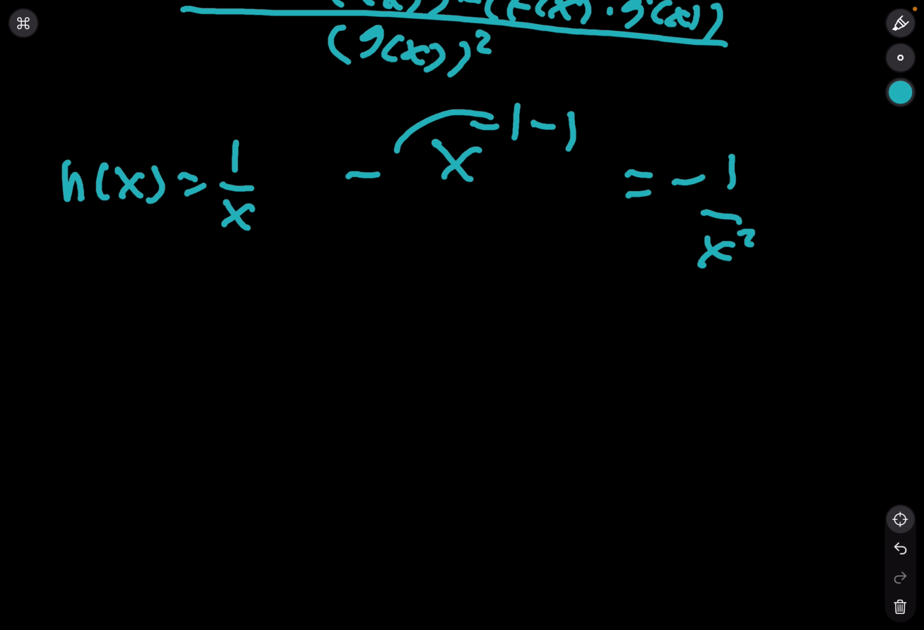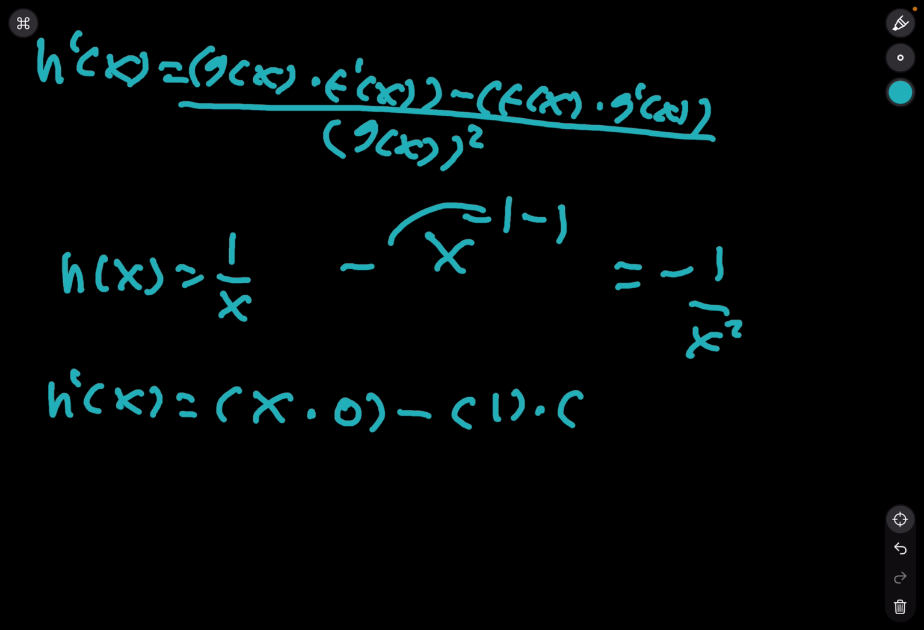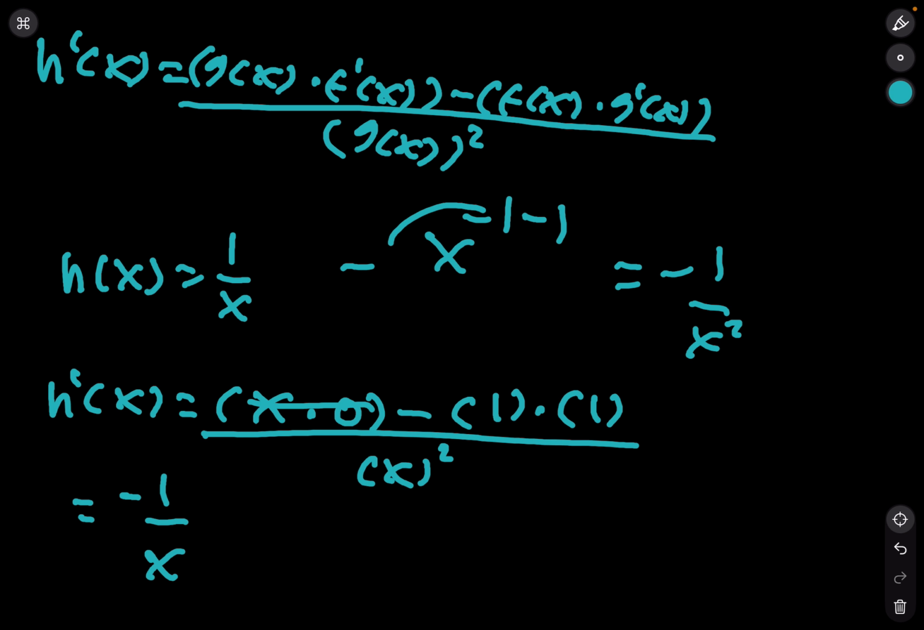So in order to take the derivative, you just follow this baseline. So h of x, h prime of x, g of x will be the same. And in this case, g of x is our x. So it'll be x times the derivative of 1, which is just 0, minus f of x, which is just 1, times the derivative of g of x, which is just 1, all over x squared. You can see here this just turns into 0. 1 times 1 is just 1. And then from here, since it's negative, this is negative 1 over x squared.